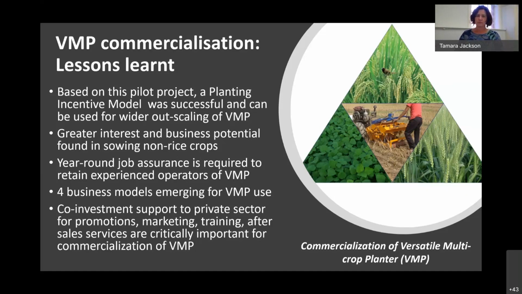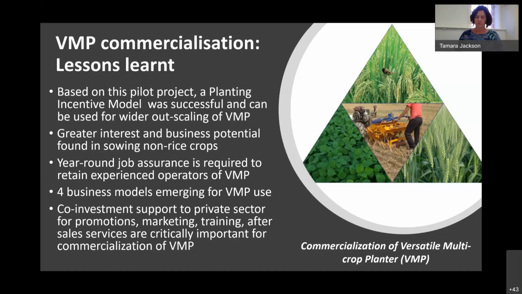In brief, our experimentation with commercialisation suggests that a planting incentive model is most successful and could be recommended for wider outscaling of the VMP. The planting incentive model pays a bonus to purchasers of the VMP to incentivise them to find farmers who are willing to undertake their service, to build a client base and to build their own confidence in being able to carry out high quality planting services.